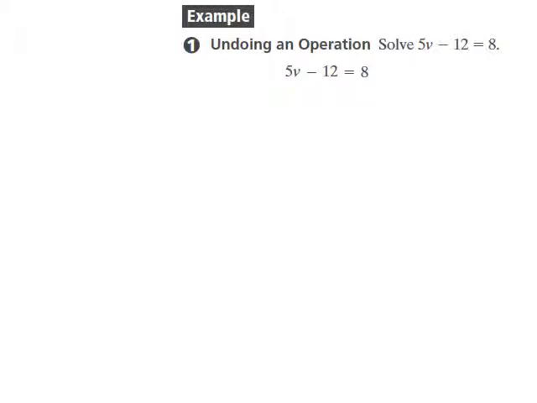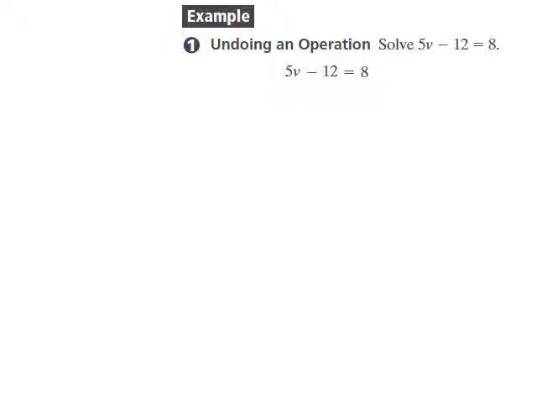Start by writing the problem off to the side. We're not going to do any of the work where they show it because the textbook shows the work a little bit differently. So we have 5v minus 12 equals 8. Remember, the first step is to deal with any addition or subtraction.